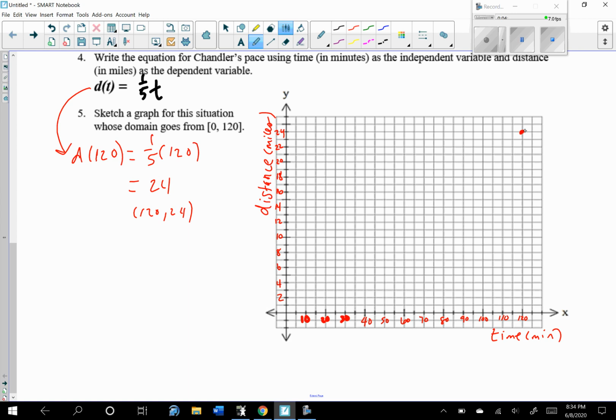And remember, why aren't we graphing any of the negative values? Because we're talking about distance and time. That's why we're only using the first quadrant. So if our domain is from 0 to 120, that means the range we just found is from 0 to 24, and I'm using brackets because we're including the values.